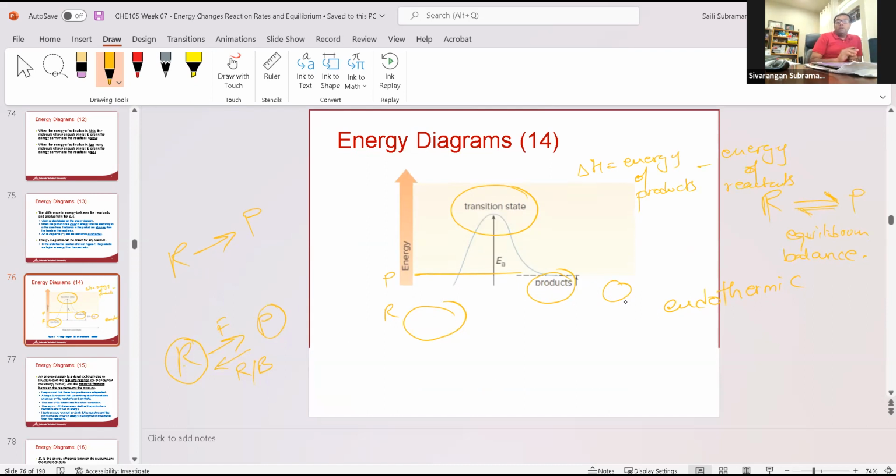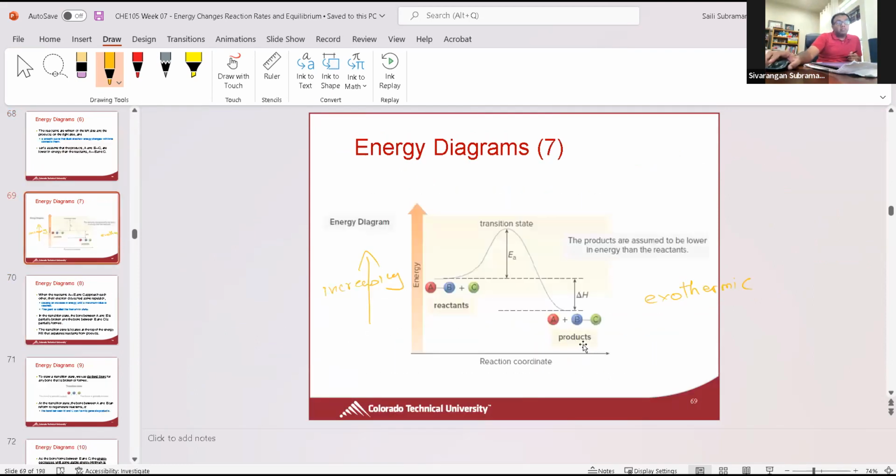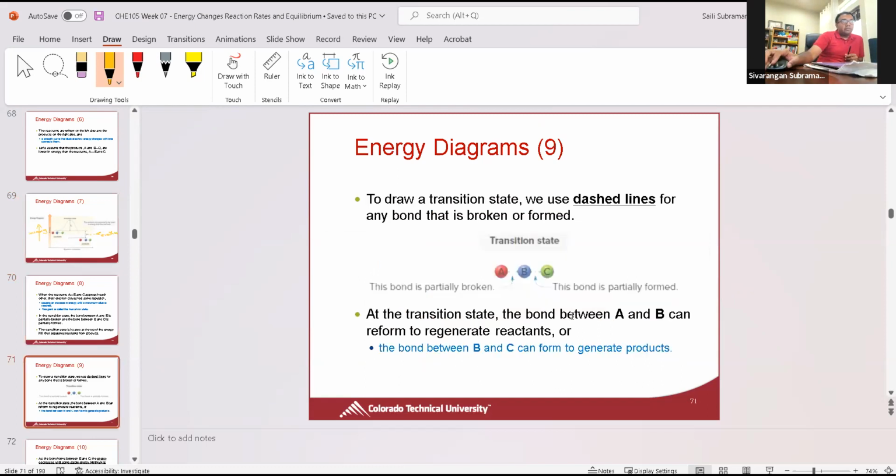So for an endothermic reaction, the energy level of the products is higher and the energy of the reactants is lower, so delta H becomes positive. In an exothermic reaction, obviously, the energy level of the products is lower compared to the energy level of the reactants, so you have a lower number minus a higher number, and that's why delta H is negative. So this is the concept of delta H that you're familiar with, right?